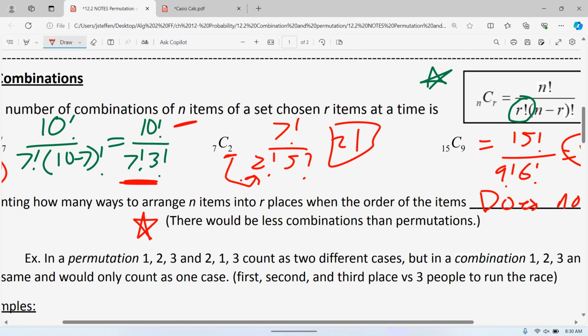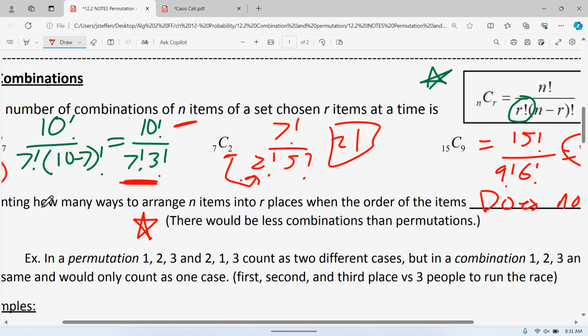In permutations, first 1, 2, 3, and 3, 2, 1. In permutations, what we just did earlier, 1, 2, 3 is completely different than 2, 1, 3. Whereas if the order doesn't matter, then it doesn't matter if it's 1, 2, 3 or 2, 1, 3 or 3, 1, 2. The order doesn't matter. It's the same 3 numbers. So that's the biggest difference between permutation and combination.